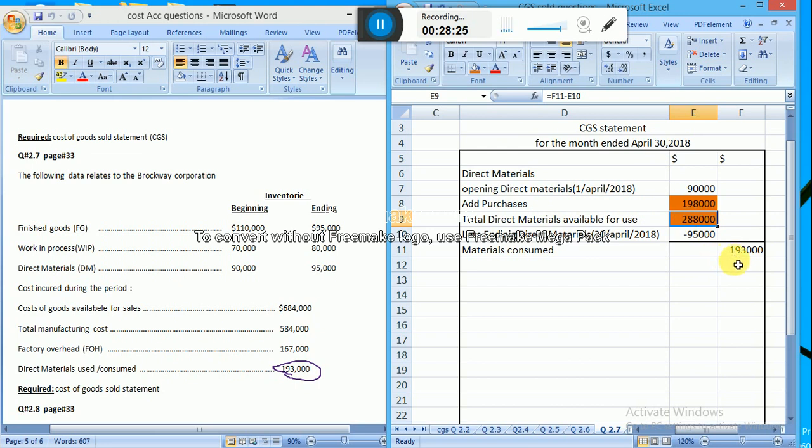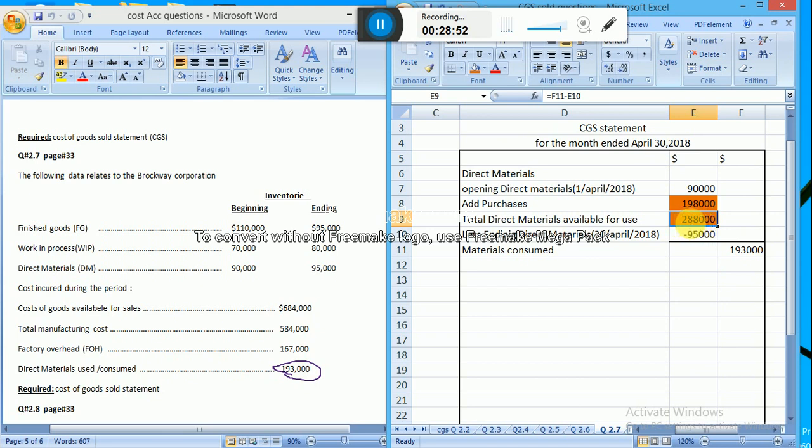193,000 minus, plus 95,000. With 193,000 we add 95,000. Why? In the reverse method, minus will be plus and plus will be minus. We add both, so that equals $288,000. We found this.